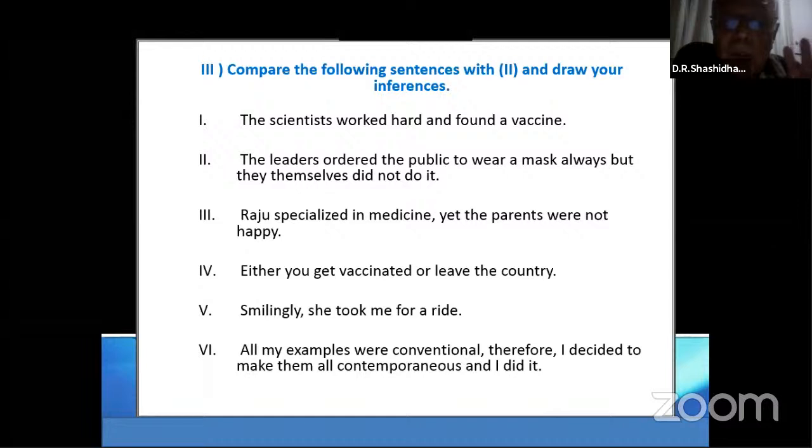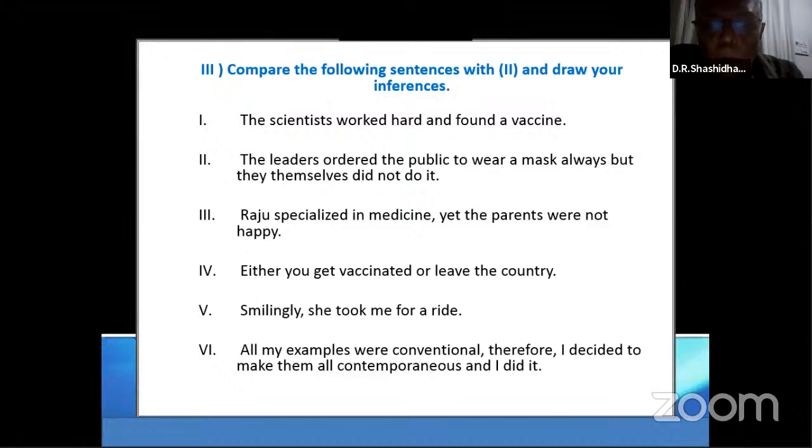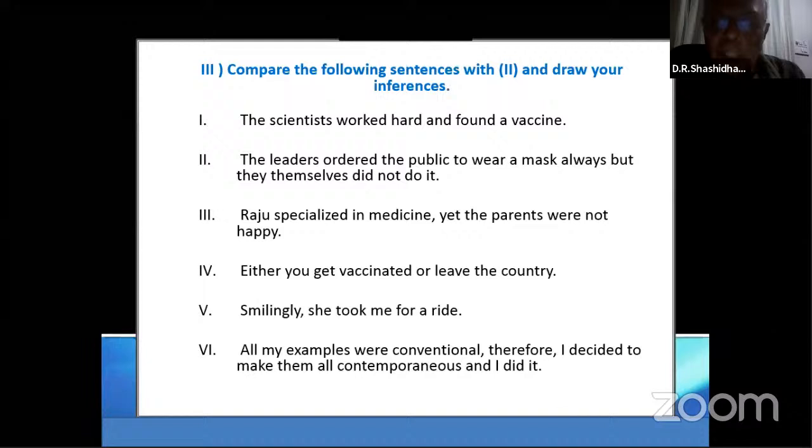Okay, so I would like one of you to tell me what exactly is your inference as you observe these six sentences. Did someone mention anything about their conclusions? Look at the last one. All my examples were conventional. Therefore, I decided to make them all contemporaneous and I did it. All right. Shall we say a compound sentence is a combination of two or more simple sentences? Agreed?